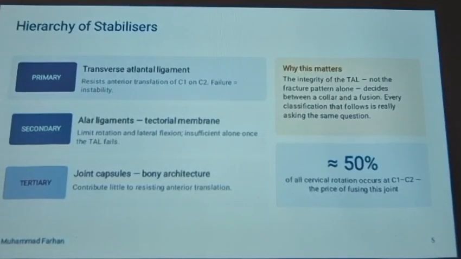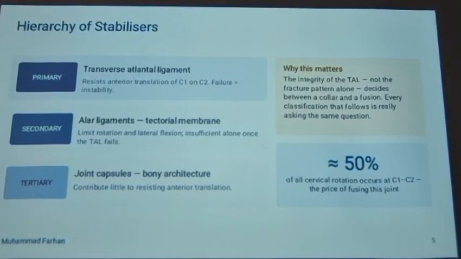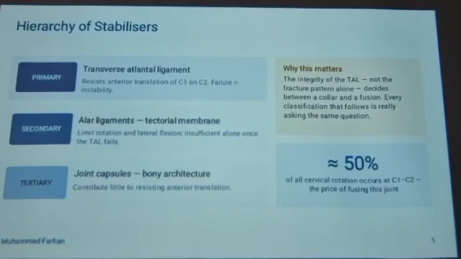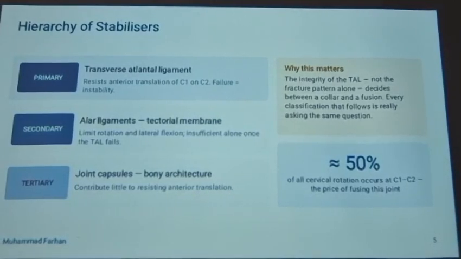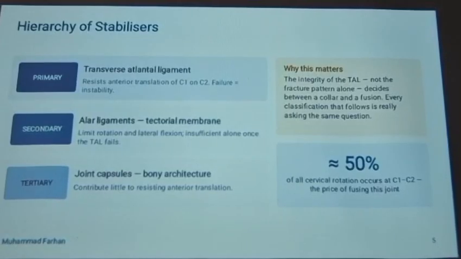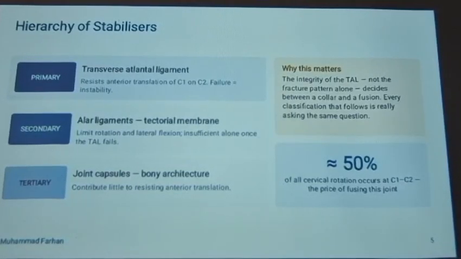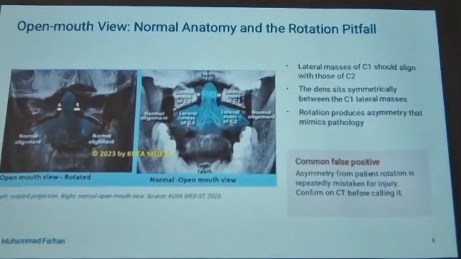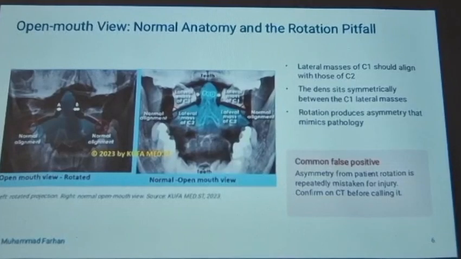Then the secondary stabilizers are the alar ligaments, which limit rotation and lateral flexion, but these are not as important as the transverse atlantal ligament. The main ligament which influences our management is the transverse atlantal ligament, so we should completely know its anatomy and the different tears and disruptions. Then the tertiary stabilizer, the joint capsule, may stabilize C1-C2, but only up to a limit. So the main stabilizer is the transverse atlantal ligament.